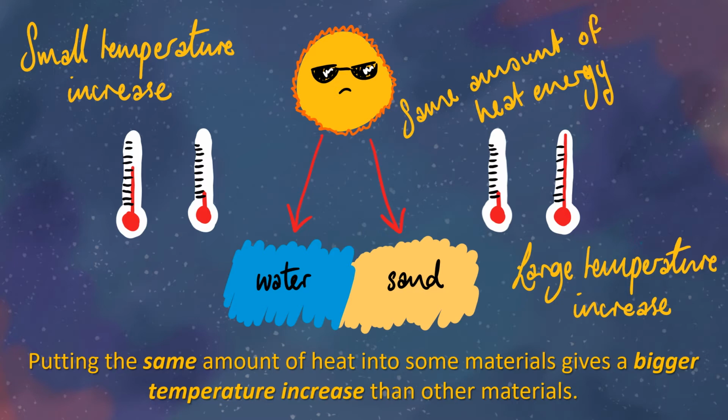So we put the same amount of heat onto the sand and the water. They're both right next to each other. The sun is putting the same amount of energy onto both, but some materials have bigger temperature increases than other materials. So the sand would heat up more easily than the water, even though they're both getting the same amount of heat energy.